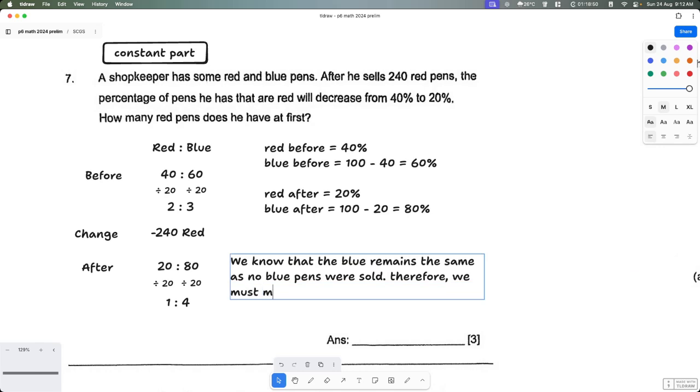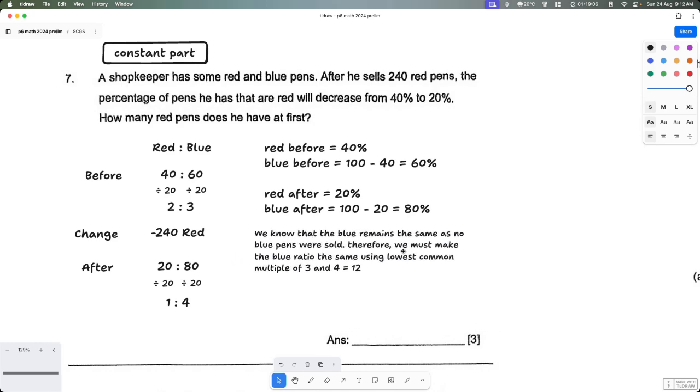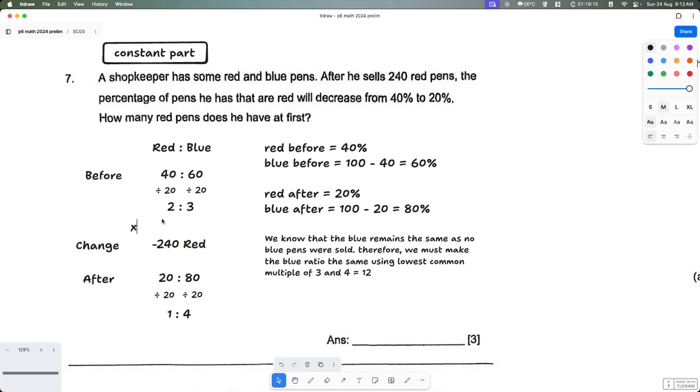Therefore, we must make the blue ratio the same using the lowest common multiple of 3 and 4, which is equal to 12. For this 3 and 4, we then multiply this by 4 in this case. So this will be x4, and then this will also be x4.